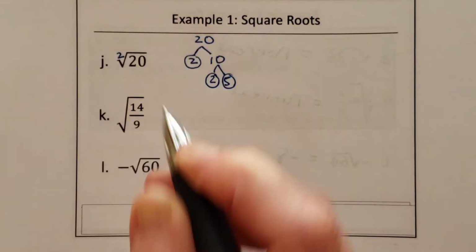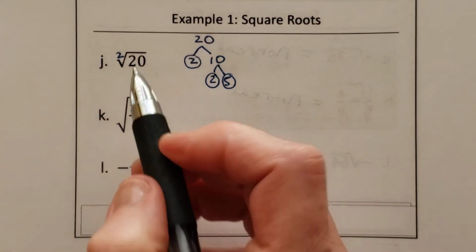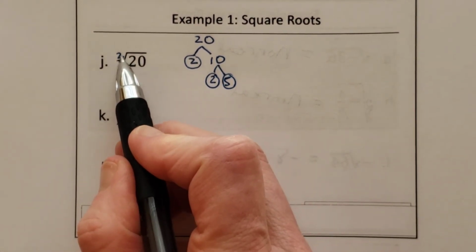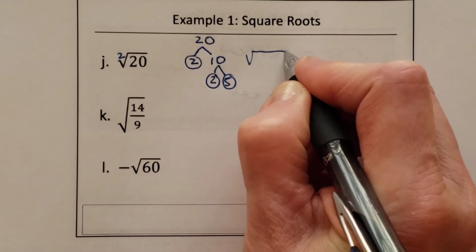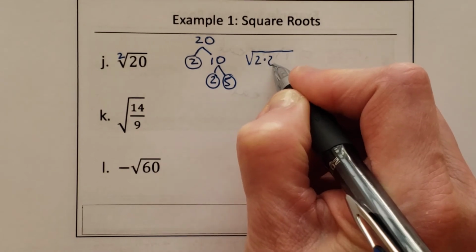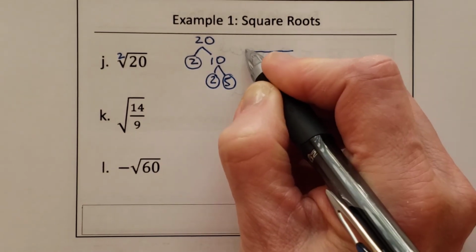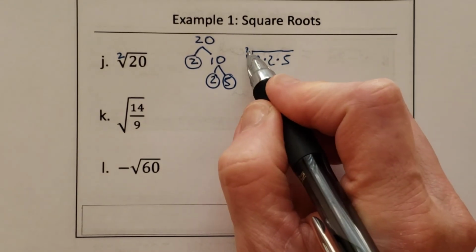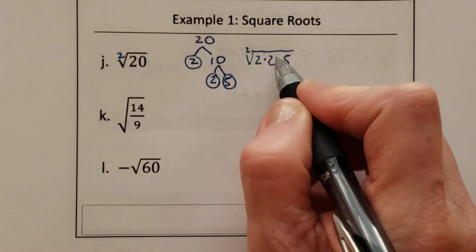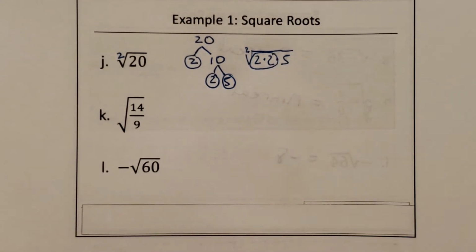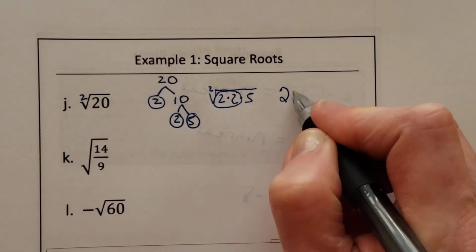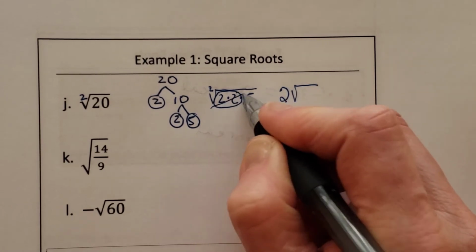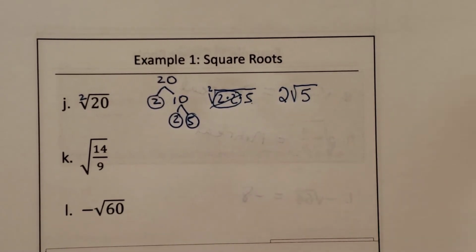Remember when I told you if you don't see a number, it's automatically a 2. Basically, it wants to know how many pairs of numbers we could break this down into. Well, we could break it into 2 times 2 times 5. I need 2 of every kind of number, and I have a pair of 2s. Since I have a pair of 2s, I get to pull one 2 outside the radical, and inside the radical, I get left with a 5.